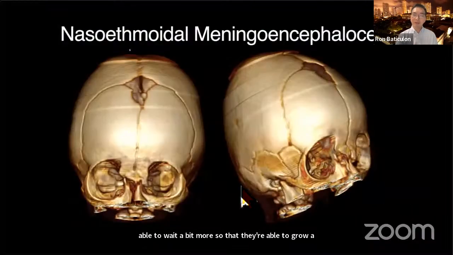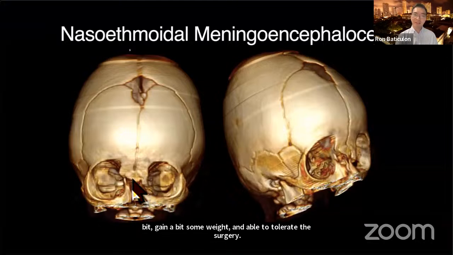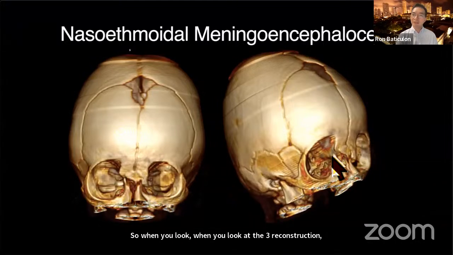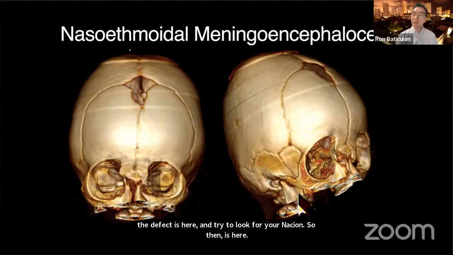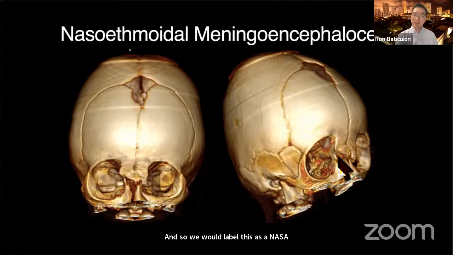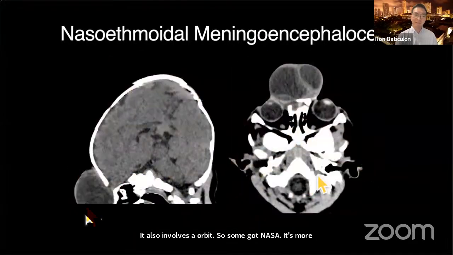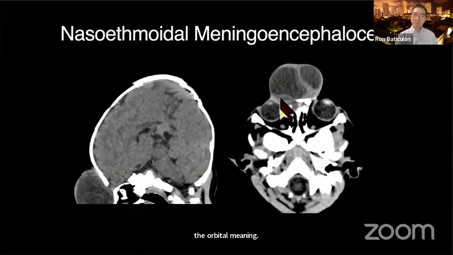So when you look at the 3D reconstruction, you can see the defect is here. The defect is here, and try to look for your nasion. So the nasion is here. And so we would label this as a nasoethmoidal meningoencephalocele. It also involves the orbit, so some would actually call it nasoethmoidal orbital meningoencephalocele. And you can see that.